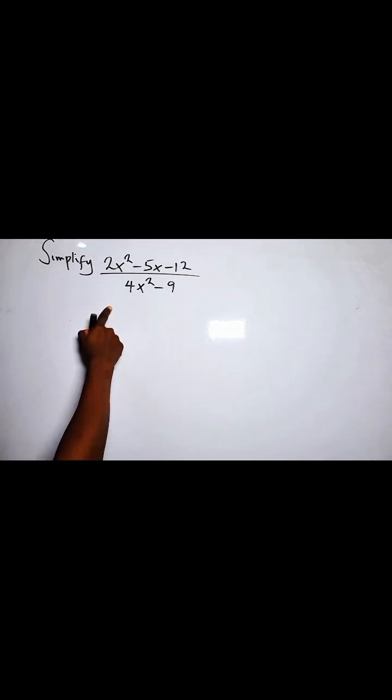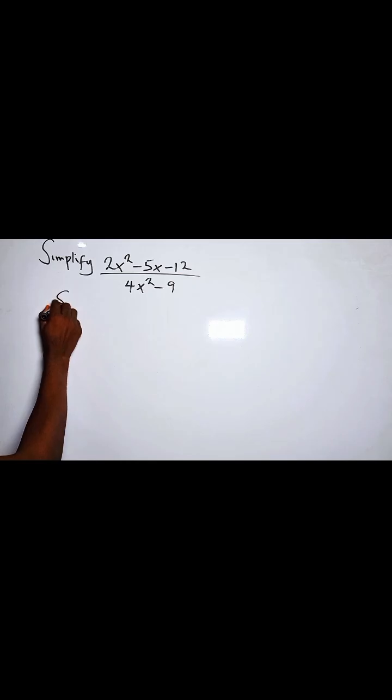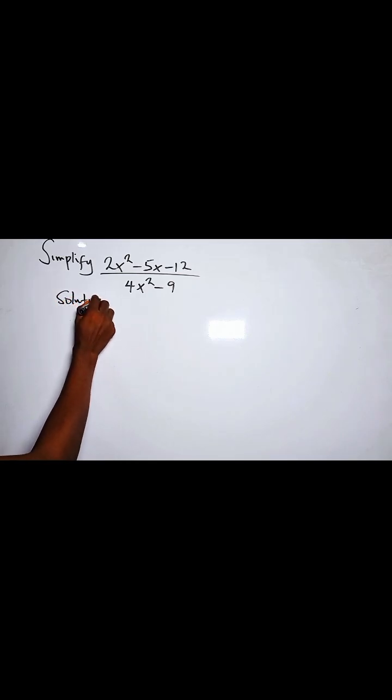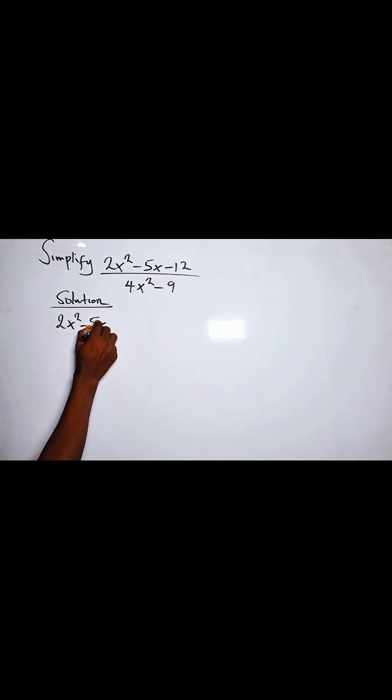Thank you very much. The question says simplify this expression. So we have 2x squared minus 5x minus 12 over 4x squared minus 9. How do we do this? Solution. So for 2x squared minus 5x minus 12 over 4x squared minus 9.